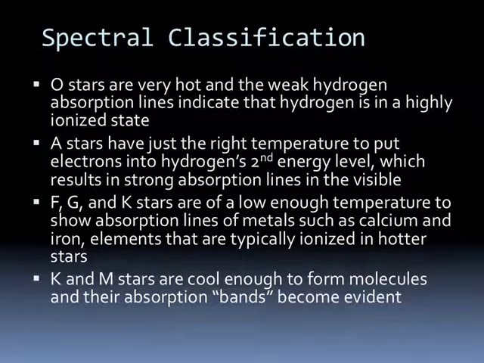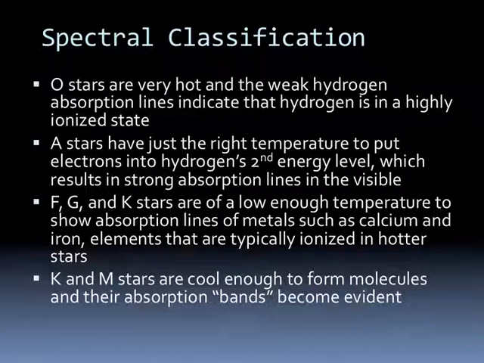O stars are very hot, and the weak hydrogen absorption line indicates that hydrogen is very ionized in the hot stars. A stars have just the right temperature to put electrons into hydrogen's second energy level, which results in strong absorption lines in the visible light. F, G, and K stars are low enough in temperature to show absorption lines of metals like calcium and iron, elements that are ionized in hotter stars. And K and M stars are cool enough to form molecules, and the absorption bands become evident.